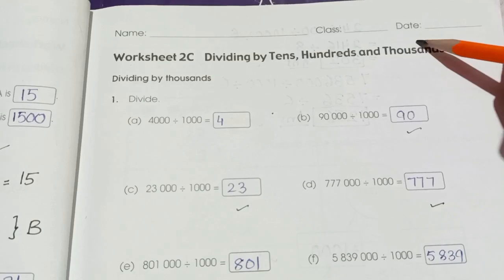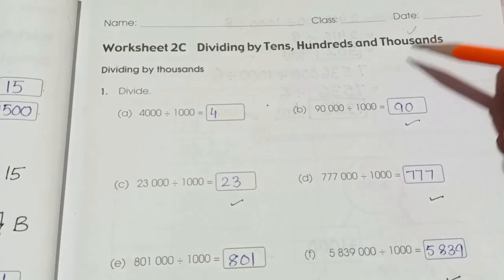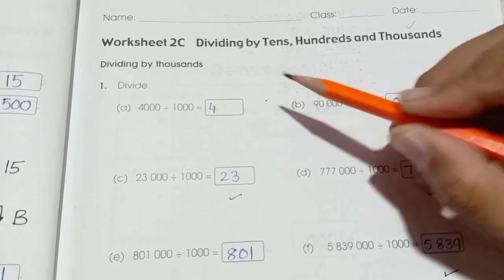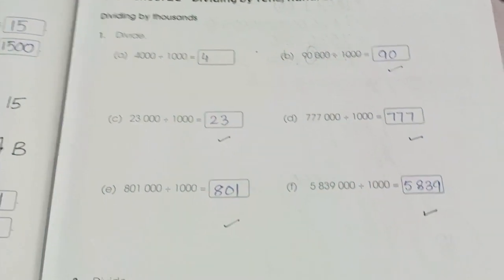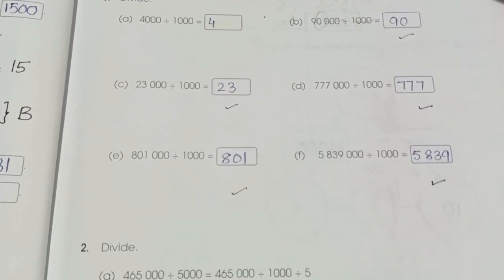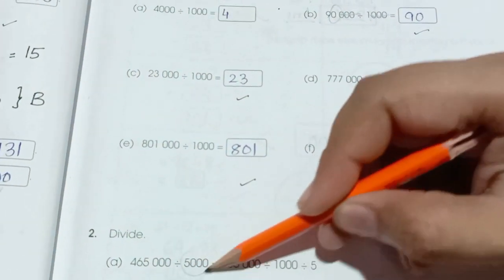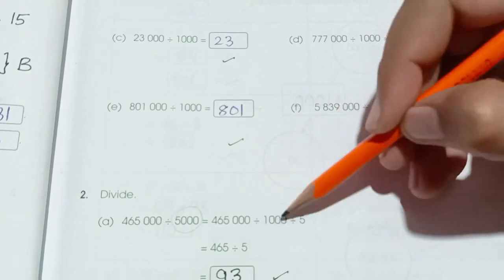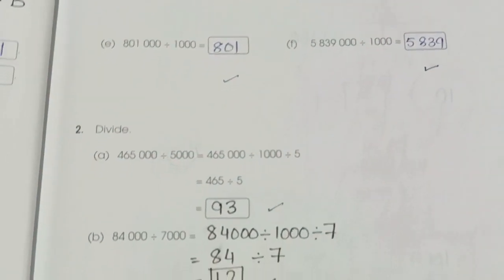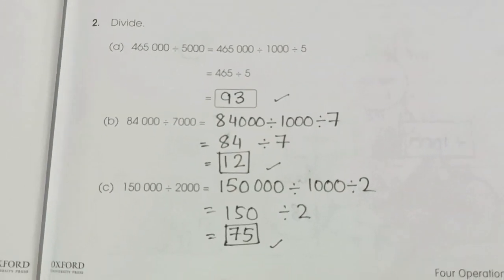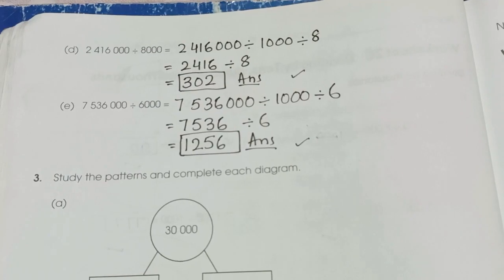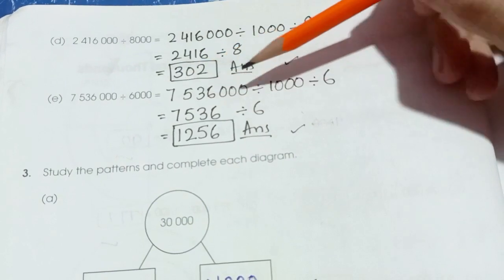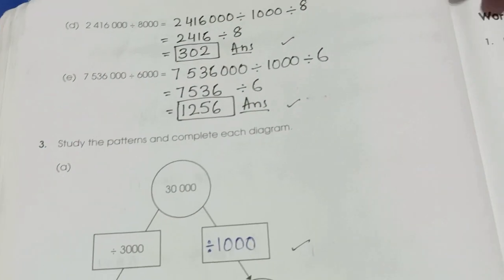Now here we have the division of 1000. It means we cut 30. Then we write the remaining number. We simply cut 30. And we have the number 5000. So first we break the number into 1000 and 5. Then we cut the 0 and then divide the number. Same as it is, 8000, 1008, 6000, 1006.